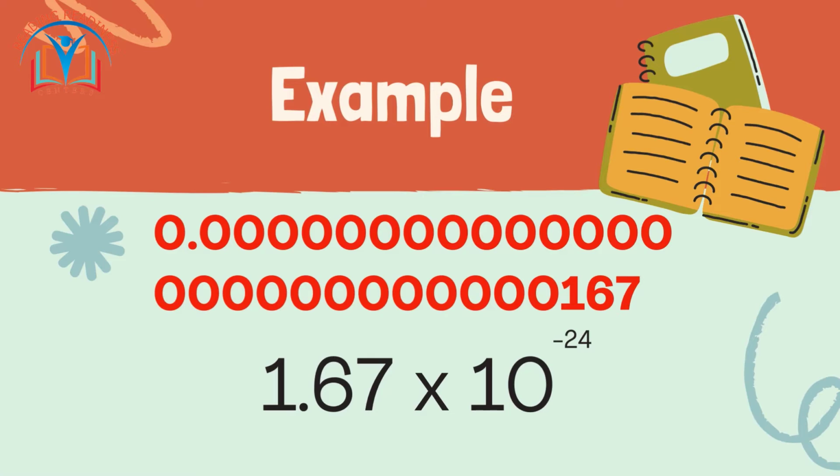This becomes 1.67 times 10 to the power of negative 24. The decimal moves 24 times to the left, past all those zeros, making the tiny number much easier to handle.